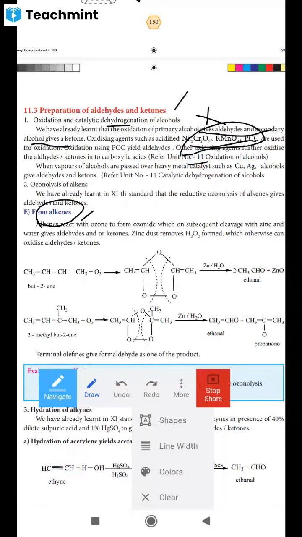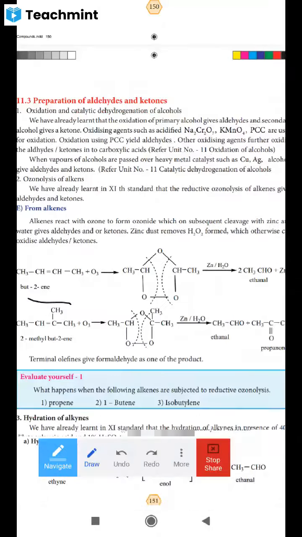2-butene. This is 2-butene. So totally 4 carbon is there, and in the second carbon you are having the double bond. So this is 2-butene.